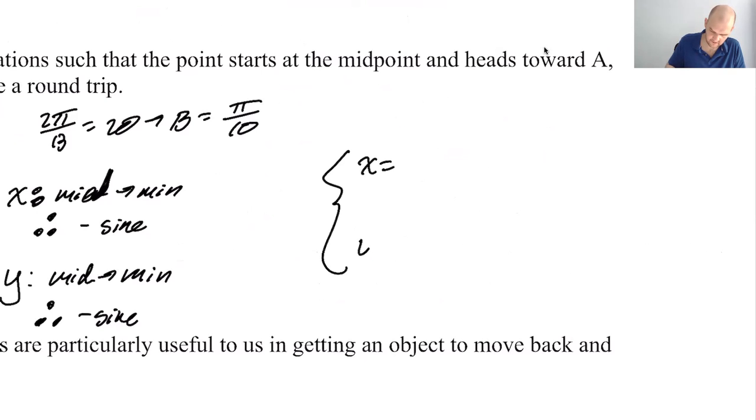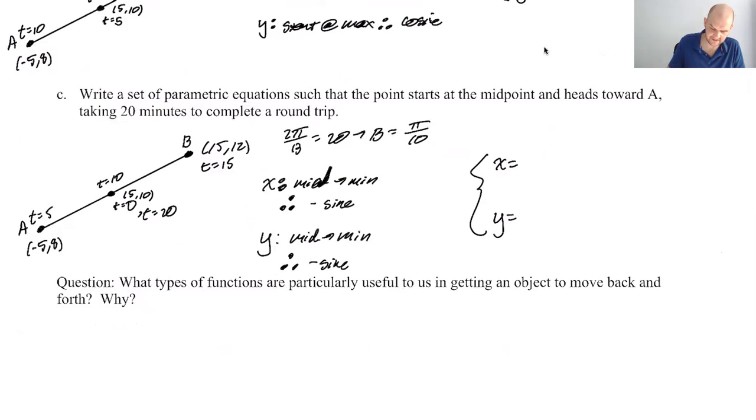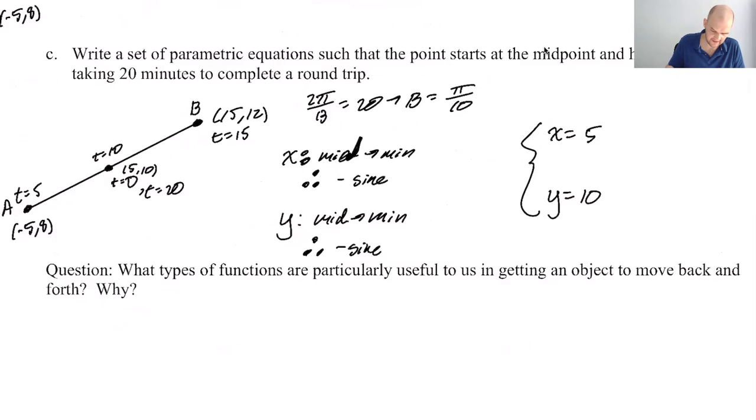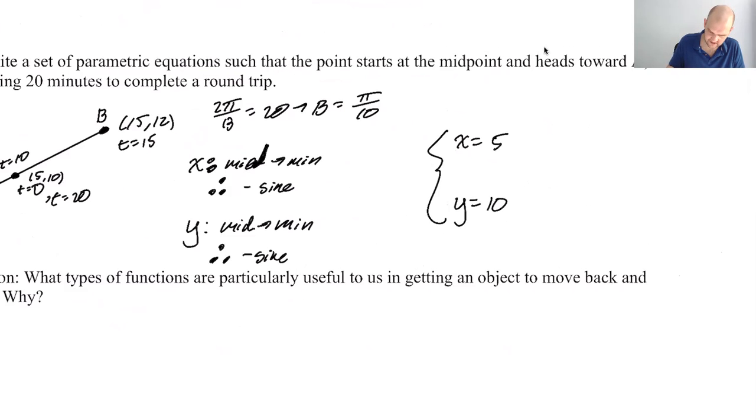So remember, it's not necessarily the starting point. It's just the midpoint, because when you plug in 0, that's when you get your starting point. So x will start at 5 and y will start at 10. And then they're both negative signs. So x is going to be negative 10 sine pi over 10t. And then this will be negative 2 sine pi over 10t.